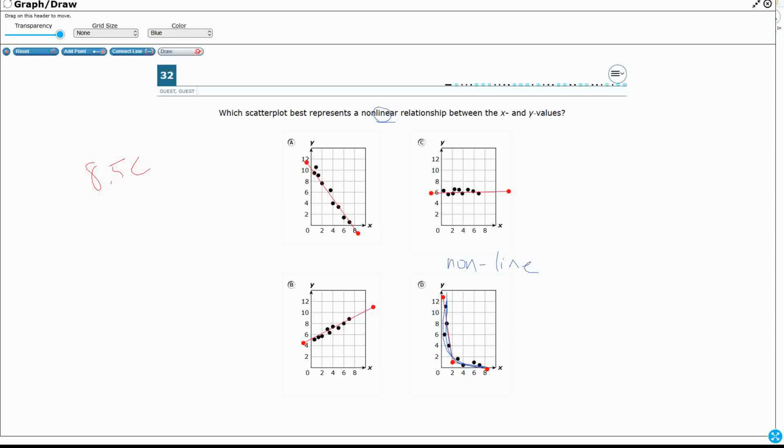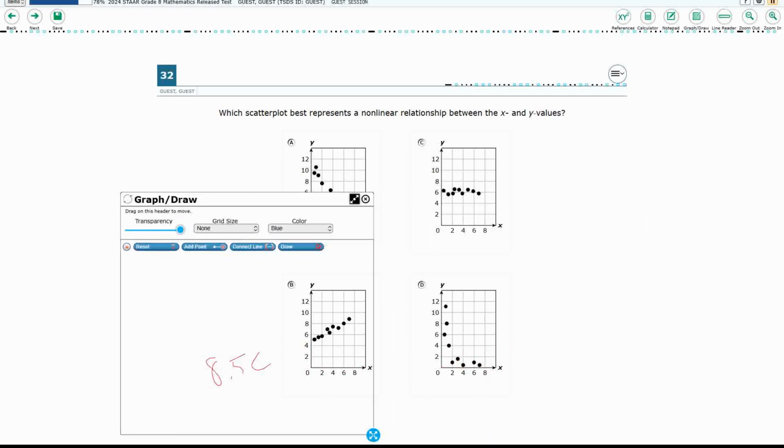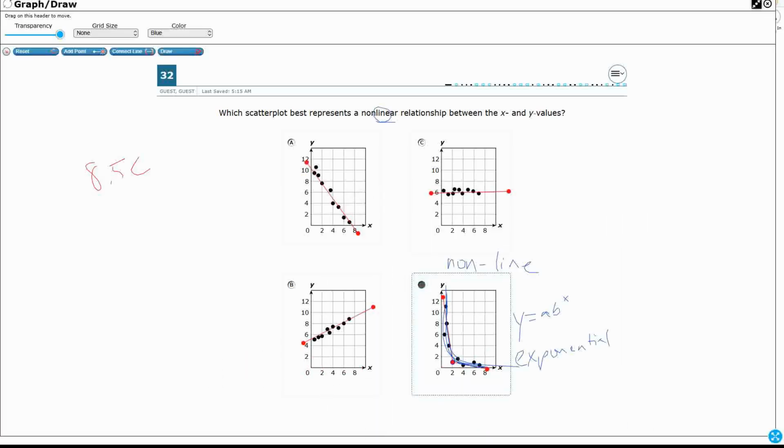This is an exponential function. It's where the x is actually in that exponent form. And so that exponential function is what graphs like that. It ends up sloping up really high, and then it goes on forever. So that is the nonlinear function. That is our correct answer of D.